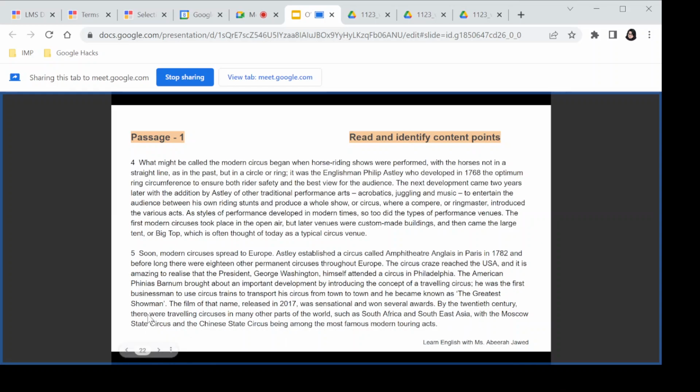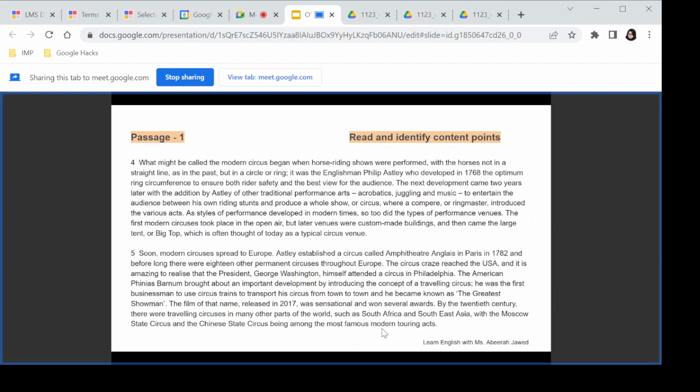By the 20th century, there were traveling circuses in many other parts of the world, such as South Africa and Southeast Asia. You can combine the two. The introduction of traveling circuses around, and then the introduction of, you can just combine the two. Traveling circuses reached South Africa and Southeast Asia, with the Moscow State Circus and the Chinese State Circus being among the most famous modern touring acts. Will you be mentioning Moscow State Circus and Chinese State Circus? No, these are the examples of elaboration of traveling circuses. There we go, absolutely.